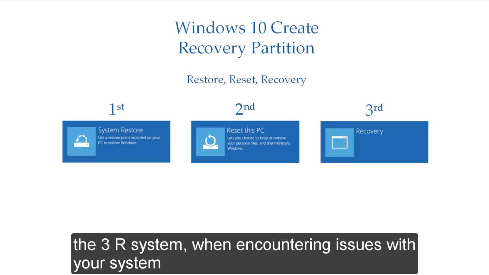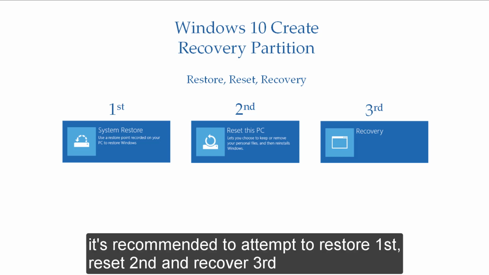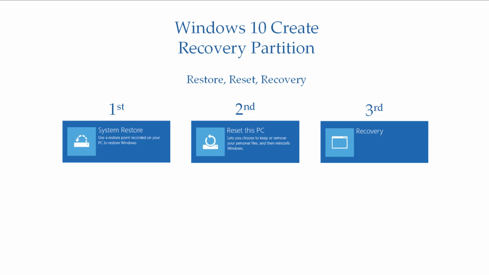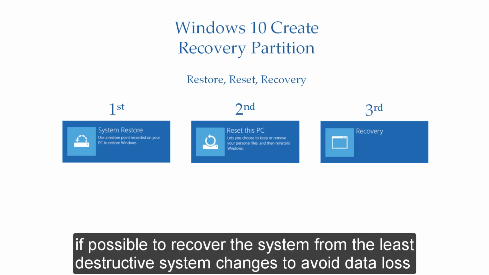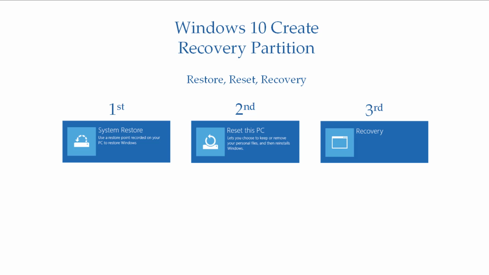The 3R system applies when encountering issues with your system. It's recommended to attempt to restore first, reset second, and recover third. If possible, recover the system from the least destructive system changes to avoid data loss.